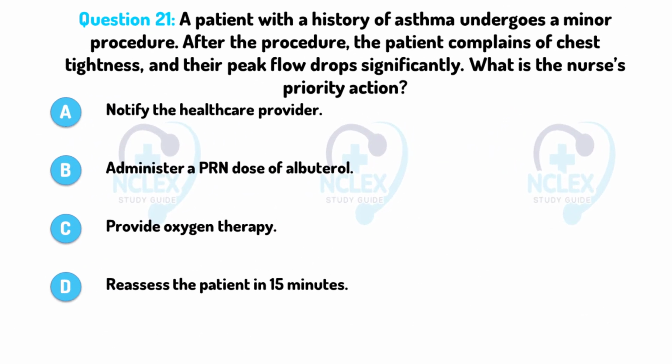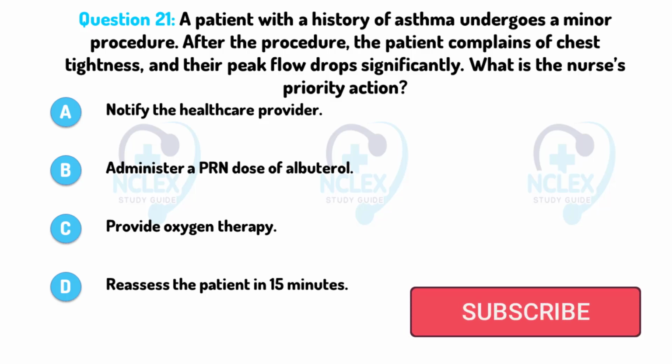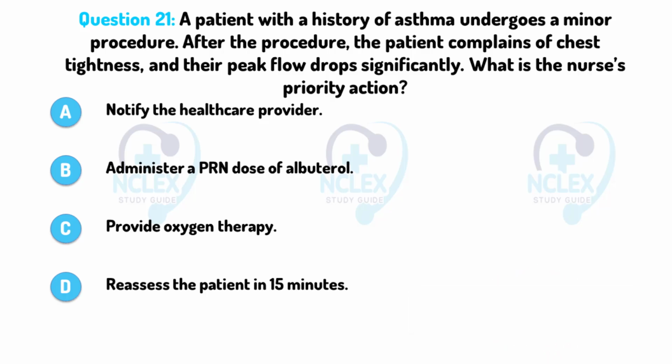Question 21. A patient with a history of asthma undergoes a minor procedure. After the procedure, the patient complains of chest tightness, and their peak flow drops significantly. What is the nurse's priority action? A. Notify the healthcare provider. B. Administer a PRN dose of albuterol. C. Provide oxygen therapy. D. Reassess the patient in 15 minutes.